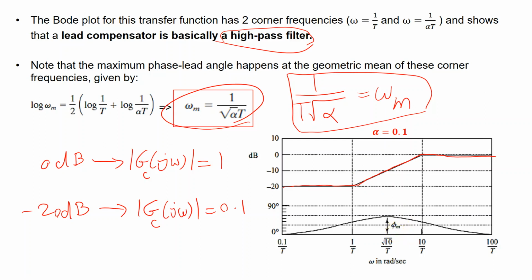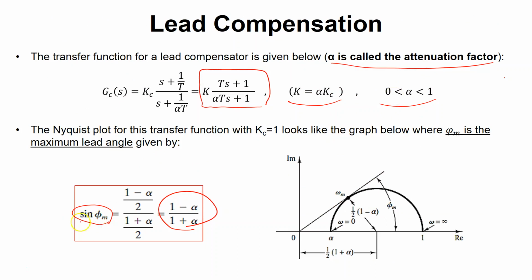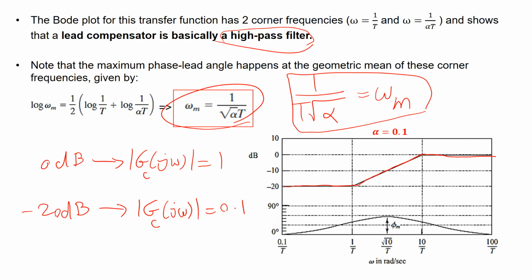filter, and again, the important formulas for us are, 1, the location at which the maximum phase contribution is happening, and then the maximum phase as a function of alpha. These two are extremely important. We use them a lot.